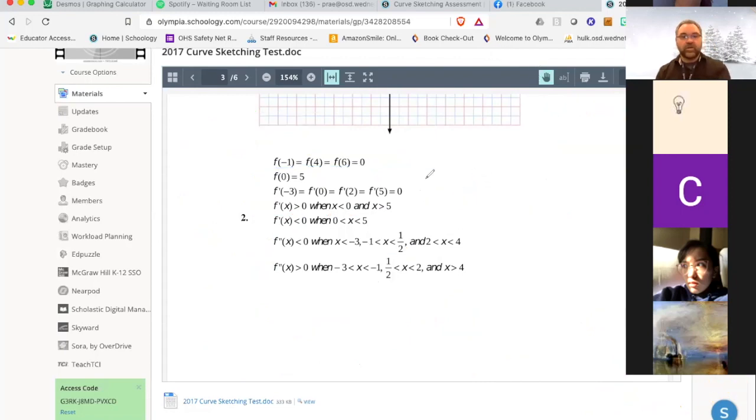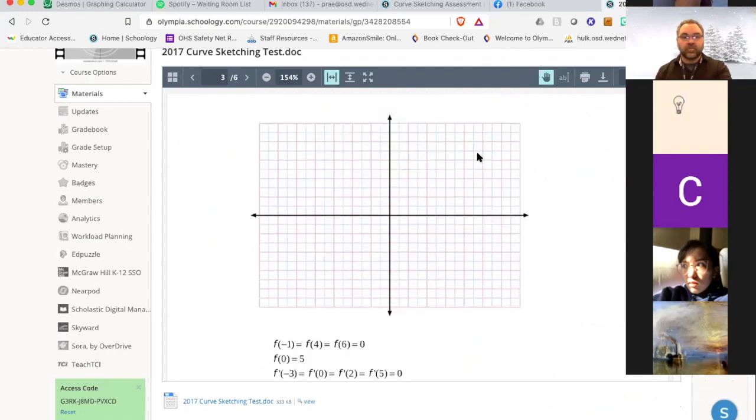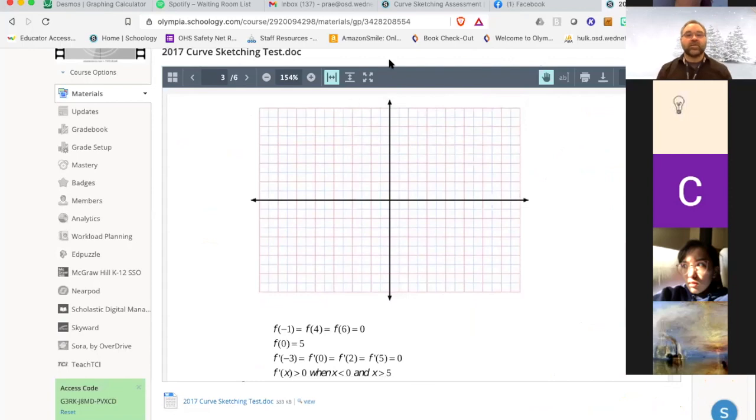Let's put it all together on a graph. First thing I'm going to do is mark the points that we know for sure. So for example, we know f of -1, 4, and 6 are all 0. F of -1 is 0, 4 is 0, 6 is 0. F of 0 is 5. 1, 2, 3, 4, 5 up here.